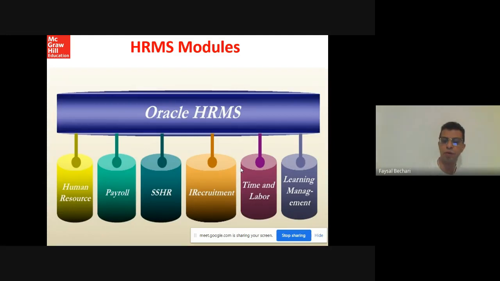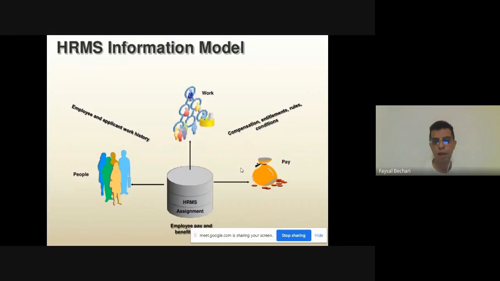The time and labor: how many hours this person spent, or how much effort they put into this work, the accomplishment. A learning management tool, which is the training part. So the work itself influences the whole HRMS: how much is getting paid, what kind of people are there, employee pay and benefits, the employee and application work history, the person's histories, the compensation, the entitlement, all these conditions that you mix and match to get some kind of result. And they could all later be set up automatically.